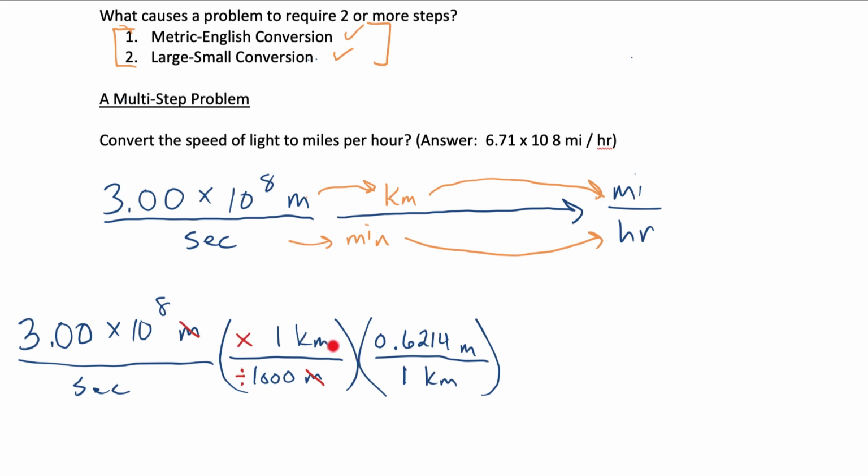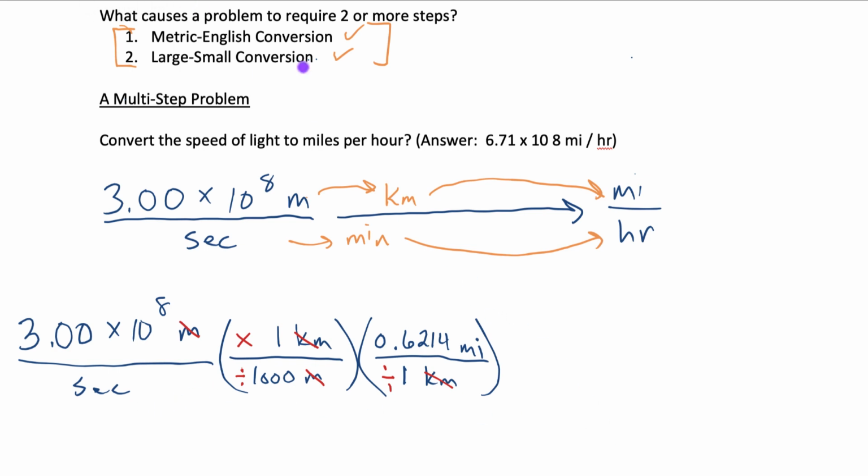Next step, I want to get rid of kilometers. That portion of the conversion factor, 1 kilometer equals 0.6214 miles, that is going to go on the bottom so that I can cancel out kilometers, and then I'm left with miles. If I stopped at this point and did this calculation, I would be calculating the speed of light in miles per second. Again, I don't want to stop here. I want to convert the seconds to hours.